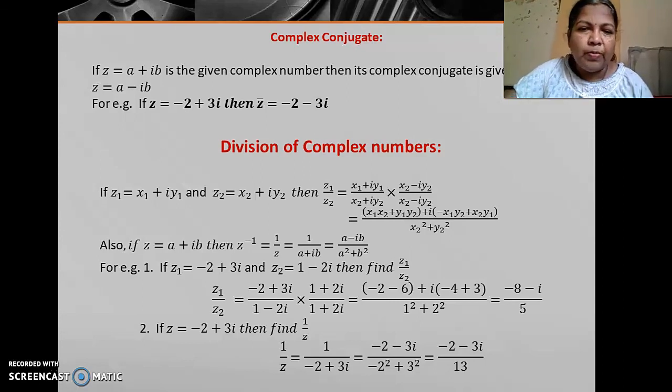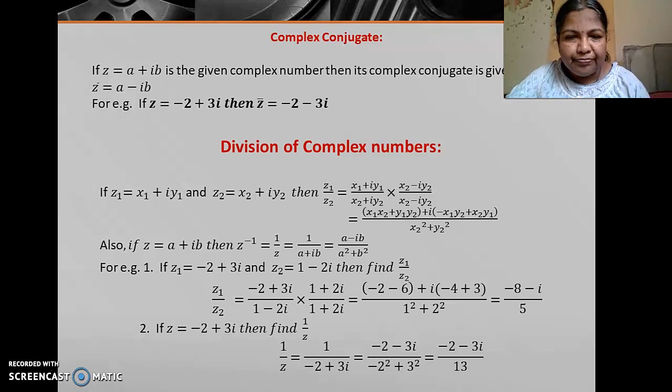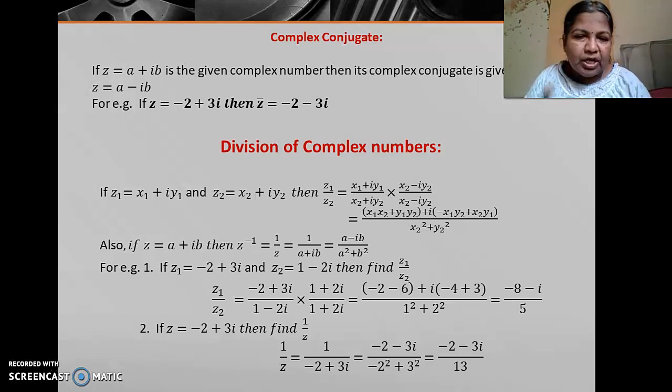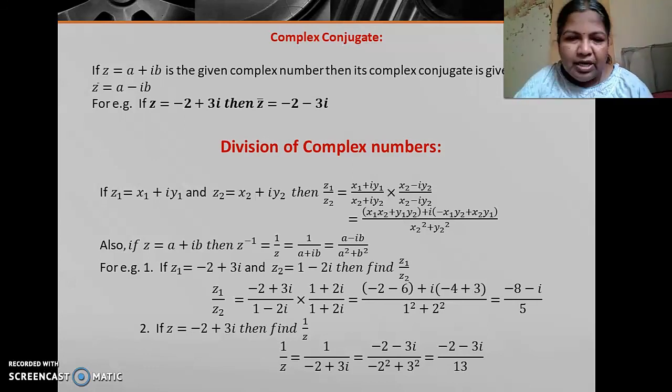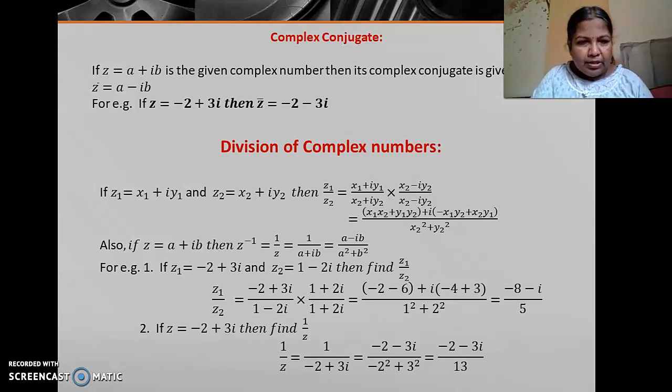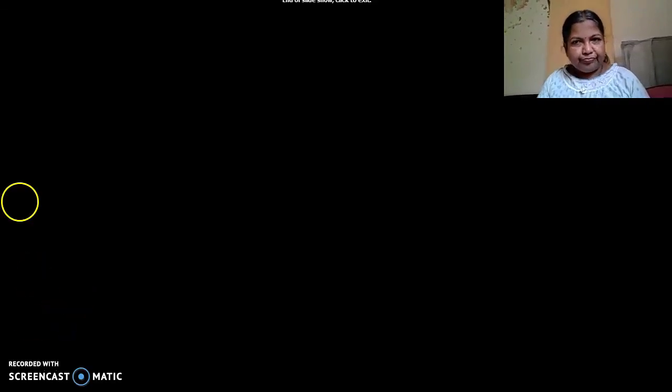So for a complex number, you can remember, if I want to multiply a plus ib by a minus ib, the multiplication turns out to be a square plus b square. Therefore 1 minus 2i into 1 plus 2i turned out to be 1 square plus 2 square, which is 5. Similarly, if I want to find simply 1 upon z or something of that kind, then multiply and divide by the conjugate of the denominator, minus 2 minus 3i.